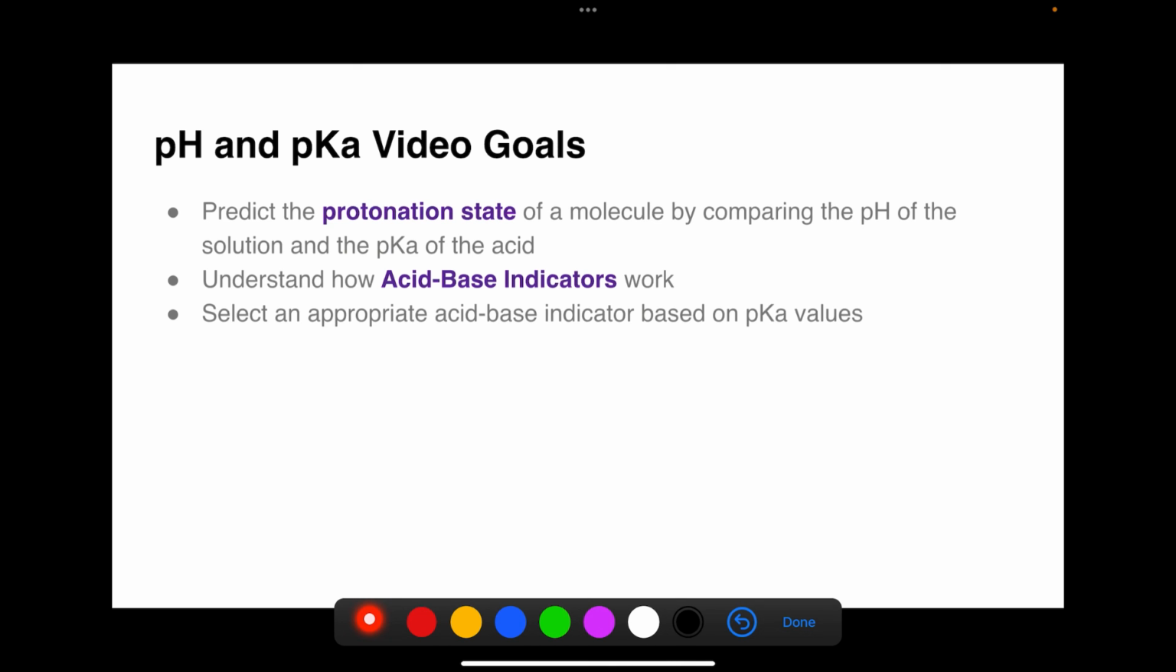That brings us to the end of this video. Let's review our goals. First, we looked at how to predict the protonation state of a molecule by comparing the pH of the solution to the pKa. Recall that when the pH is greater than the pKa, that means that more of the deprotonated form is in solution, and when the pH is less than the pKa, we have more of the protonated form in solution. Then we looked at how acid-base indicators work, and we learned to select an appropriate acid-base indicator based on the pKa value.